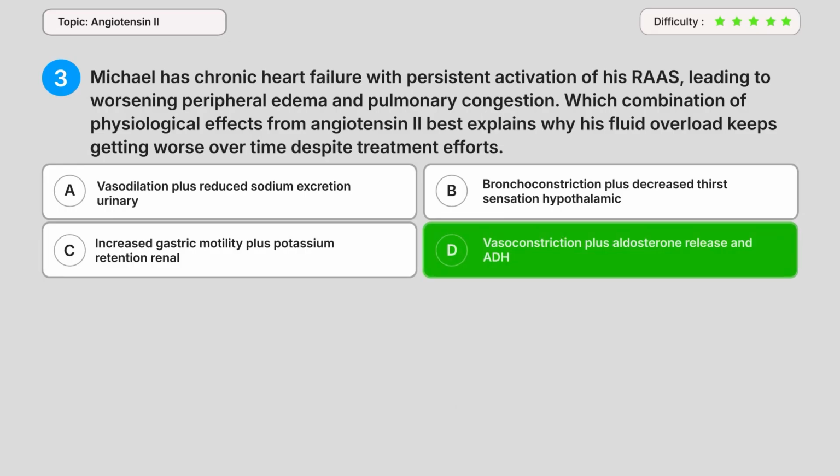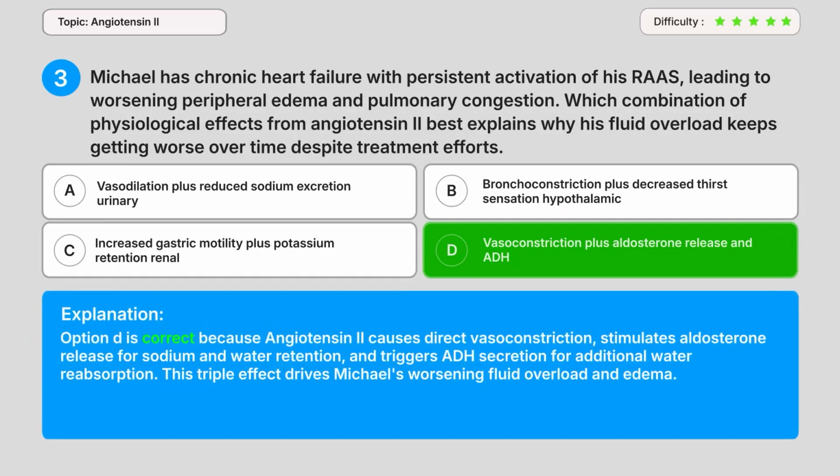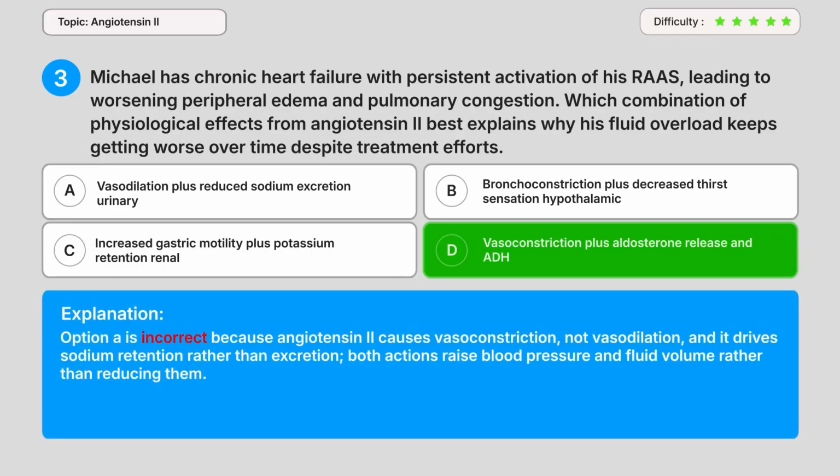Correct answer, D. Vasoconstriction plus aldosterone release and ADH. Angiotensin II causes direct vasoconstriction, stimulates aldosterone release for sodium and water retention, and triggers ADH secretion for additional water reabsorption. This triple effect drives Michael's worsening fluid overload and edema. Option A is incorrect because angiotensin II causes vasoconstriction, not vasodilation, and it drives sodium retention rather than excretion. Both actions raise blood pressure and fluid volume rather than reducing them.